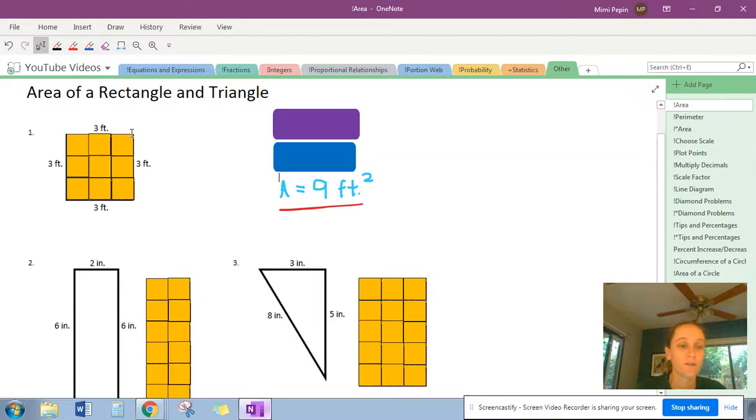Let's say I didn't want to draw them, or I didn't want to have to count all of them. I could also use the formula area equals base times height, or you could do length times width. Here I can see my base is 3 and my height is 3. So 3 times 3 is 9, which is the same thing I got when I counted them.